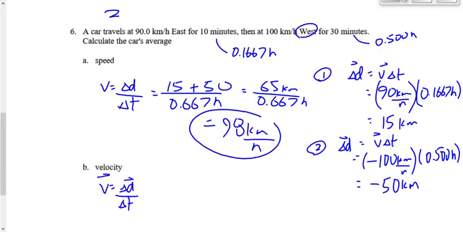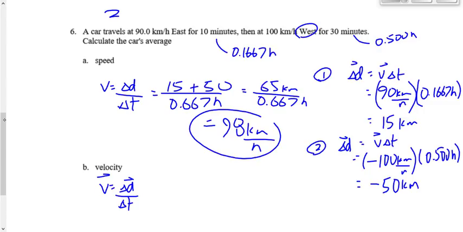Hey, notice this, that my average speed is closer to 100 than it is to 90? How come? Right. I'm traveling at 100 kilometers per hour for 30 minutes. I'm only traveling at 90 kilometers per hour for 10 minutes.